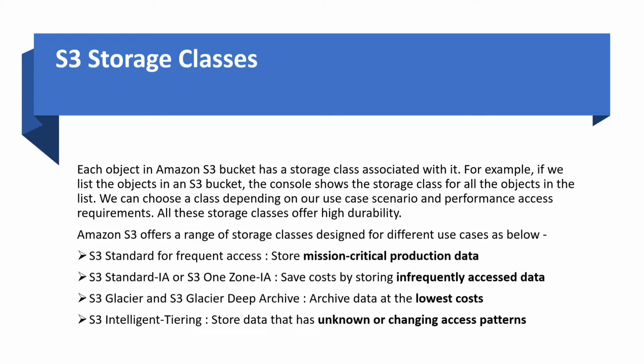And in case there is an unknown or changing data access pattern, for example, data is sometimes required on a frequent basis, and sometimes it's not required very frequently, or it is infrequent, in that case it will be automatically managed by S3 Intelligent Tiering. So these are total 7 storage classes that S3 offers us to store our data. Let's talk about each storage class in brief in the next slides.